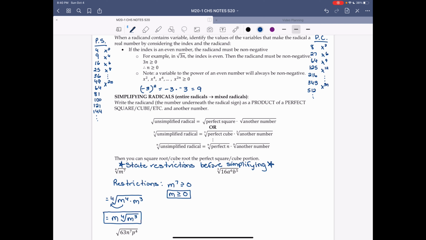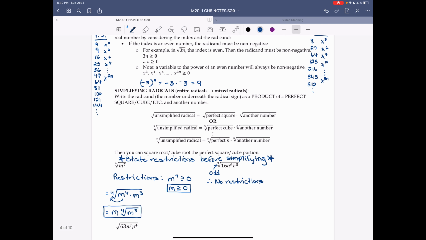Next example, we have an odd index. Therefore, there's no restrictions. When you have an odd index, you can have negative values under the root, so there are no restrictions on the radicand. Let's simplify our radicand. We have the cube root 16. We want to split up into a perfect cube and another number. We can divide 16 by 8, which is a perfect cube. We have 8 times 2.